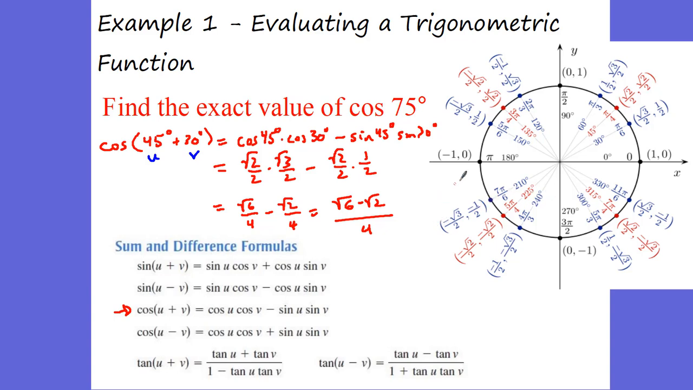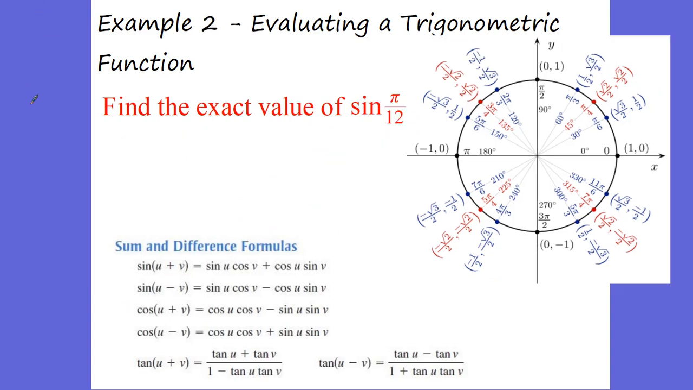And that is what the exact value of cosine of 75 degrees is, which is not on my unit circle. But we can use the sum and difference formulas in order to find out the exact value of those things. So let me give you another value: sine of pi over 12. Sine of pi over 12.